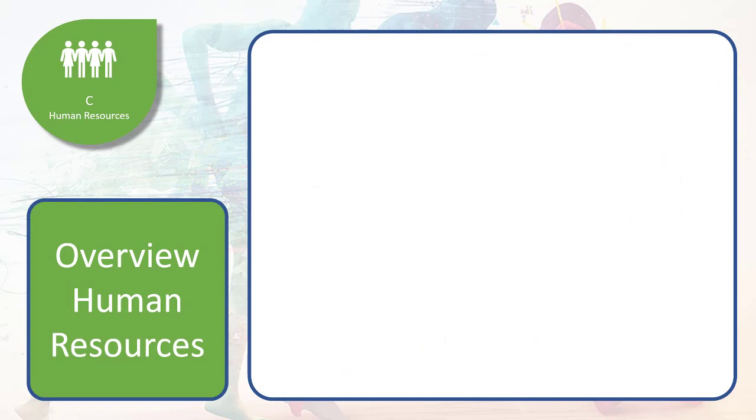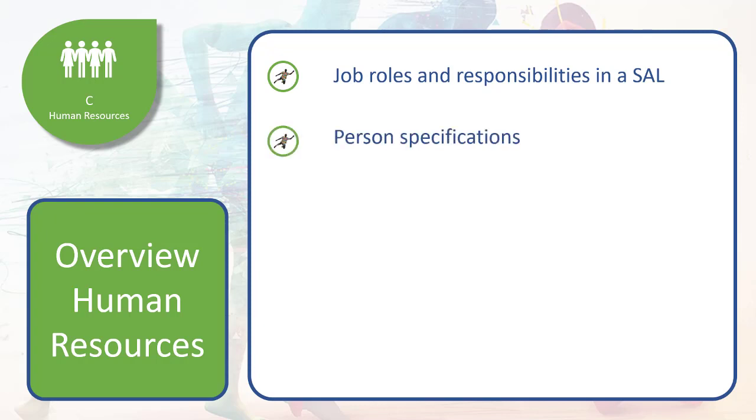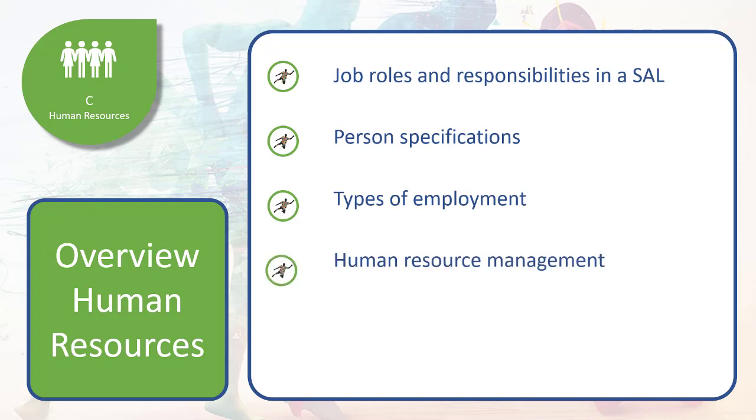Moving on, human resources is relatively interesting, and again this applies to any organisation rather than just being specific to the sport and active leisure industry. Things we need to look at: jobs, roles and responsibilities in the sport and active leisure industry; person specifications, i.e. what is required, what each individual person is required to do for their role; the different types of employment, so is that permanent, is that temporary, is it part-time, full-time, etc.; and what does human resources actually do in terms of the department?